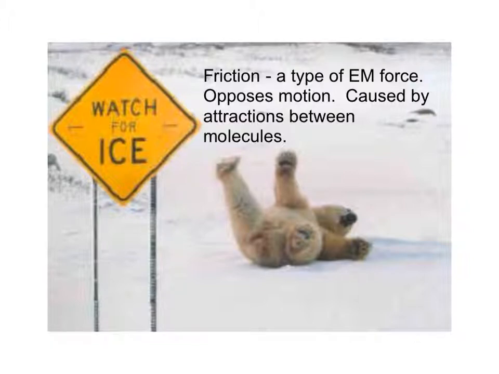Let's start with friction. So we have this cute picture of a polar bear sliding around on the ground. Friction is a type of electromagnetism, and you can see I'm abbreviating electromagnetism capital E, capital M, because it's a really long word and I don't want to keep writing it, and you don't have to either. So what is friction? Well, it's a force that opposes motion, and it's caused by attractions between molecules in the 2 objects that are either sliding past each other or sitting on top of each other.